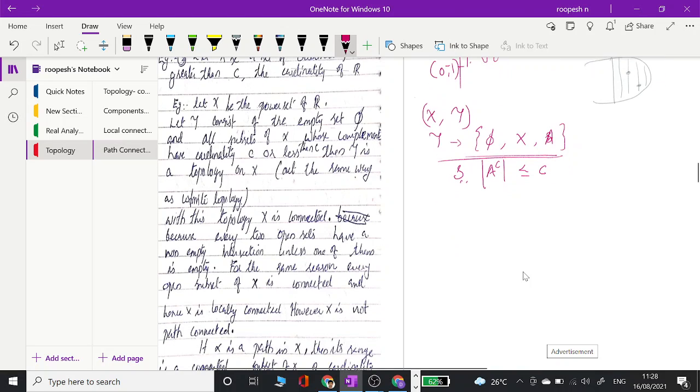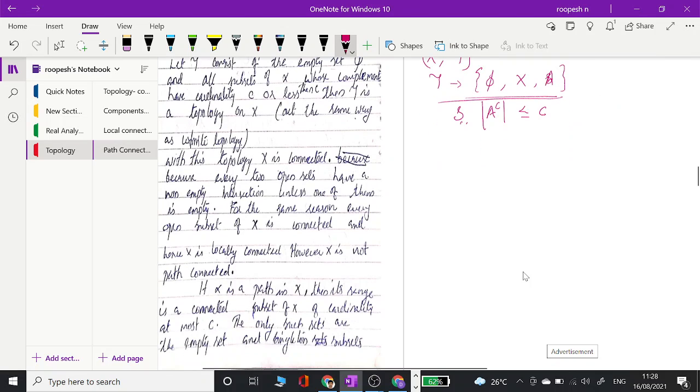With this topology, X is connected, because every two nonempty sets have a non-empty intersection, unless one of them is empty, right? Thus, for the same reason, every open subset of X is connected, and hence X is locally connected. However, X is not path connected. So this is an example of a locally connected space which is not path connected.